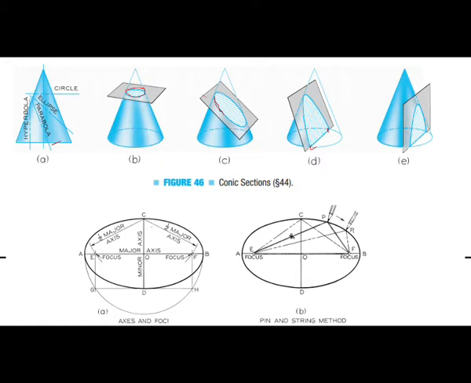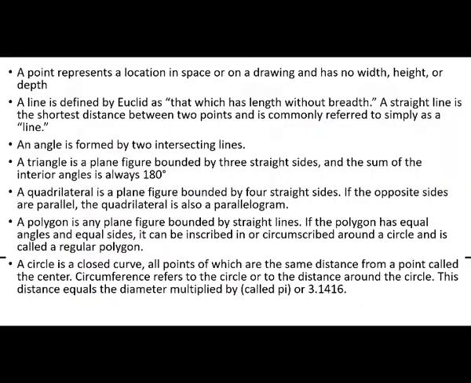Axis and foci, this is the ellipse. The ellipse has a major axis, so this is the ellipse, and the longest line is called the major axis. The smallest line is the minor axis, and the two points are called foci. And these are the definitions of the parabola, circle, ellipse, and hyperbola.